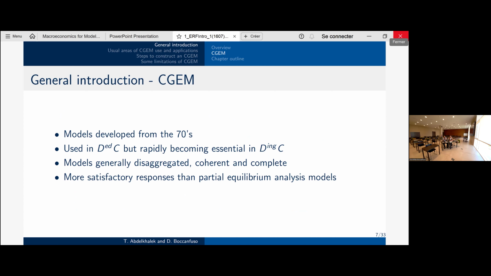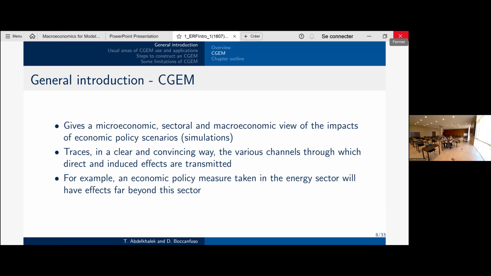And CGE modeling can give us answers beyond what we can yield by a partial equilibrium analysis. So CGE modeling is a very interesting tool.